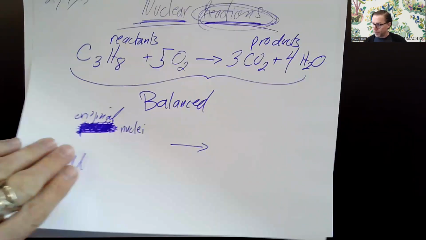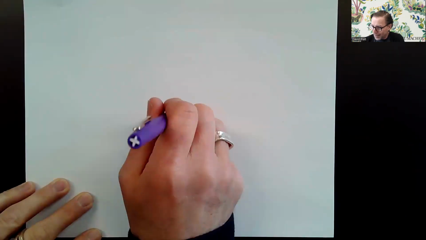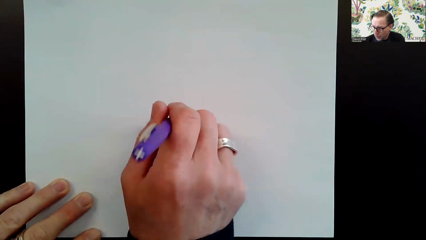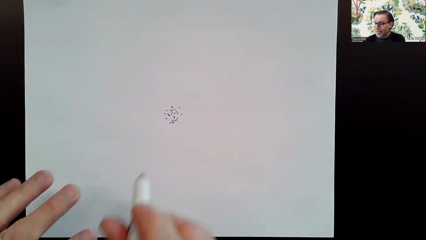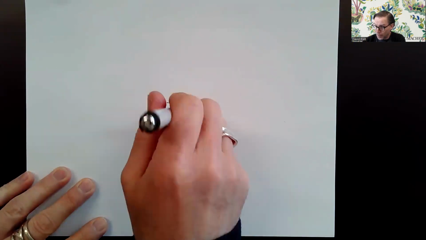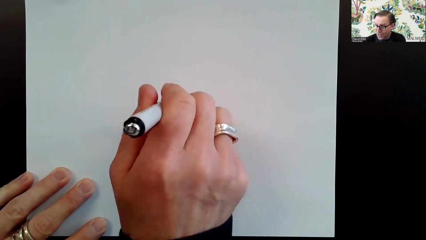What does that look like? There's a nucleus, which contains how many protons? 92. But that nucleus also contains neutrons, and the protons and the neutrons are all mashed in there together.